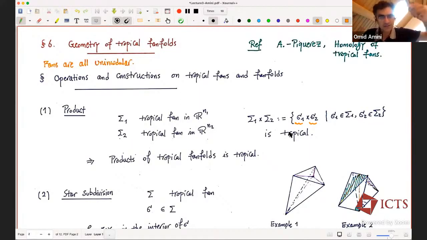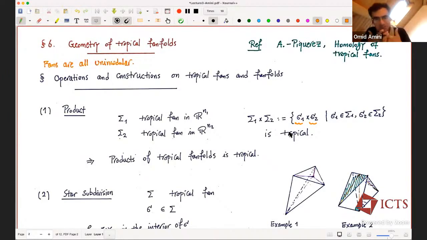which I gave in the first slide, which were the definition of fans. So it will be a fan. You have to check that it is a fan. It's not very difficult. And then the claim is that this is again tropical. The reason is that you can basically see what are the top dimensional cones in this product and what are the codimension one cones in this product, and then you see that the balancing condition is a consequence of the balancing condition for sigma 1 and sigma 2. I don't give the full proof, but you can check it. It's not difficult. But it's a central operation.